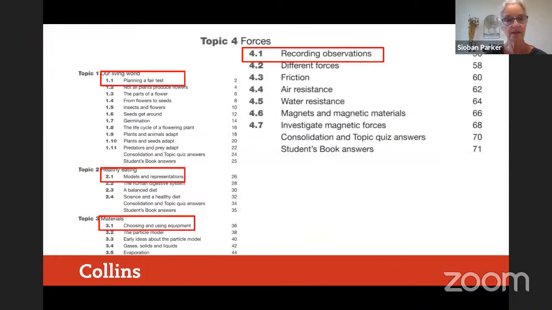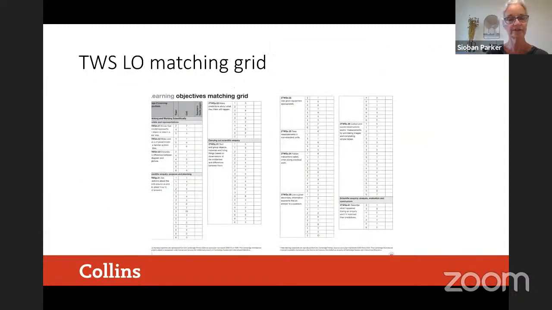There's also another unique feature of the series. Here you can see that I've highlighted from the teacher guide the different topics taught at this particular stage: Our Living World, Healthy Eating, Materials. But there is a focus in each unit, where a specific lesson focuses on thinking and working scientifically: planning a fair test, models and representations, choosing and using equipment. I like that feature that is woven into the resources.